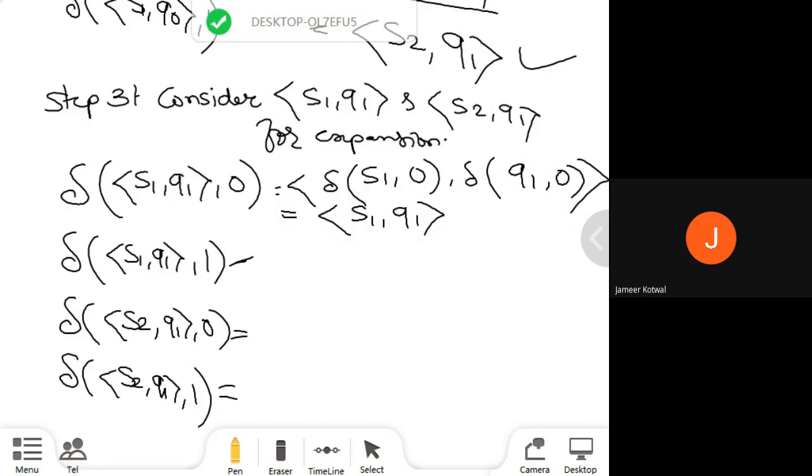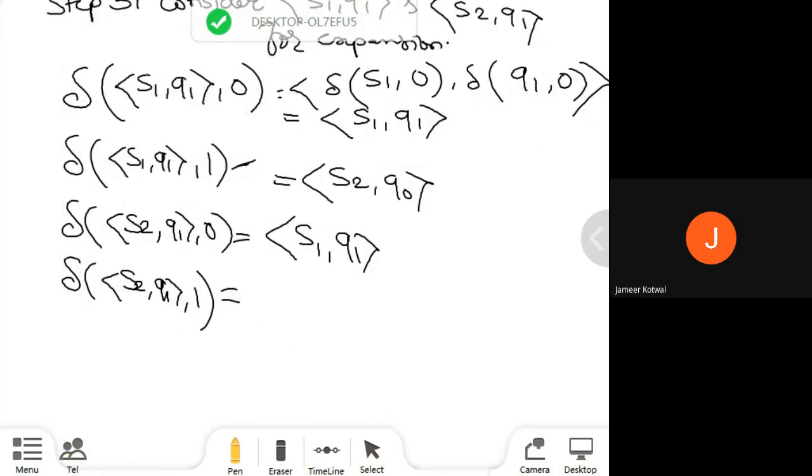I will now directly define the output. यासाठी आउटपुट काय येईल? S1 Q1 मध्ये जर मी 1 प्रोसेस केलं तर S2 Q0. In this state, if I process 0 in S2 Q1, the output is S1 Q1. And lastly, in S2 Q1, when I process 1, it reaches a state that is S0 Q0.